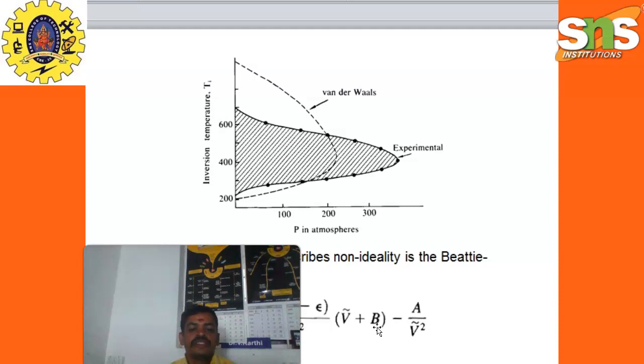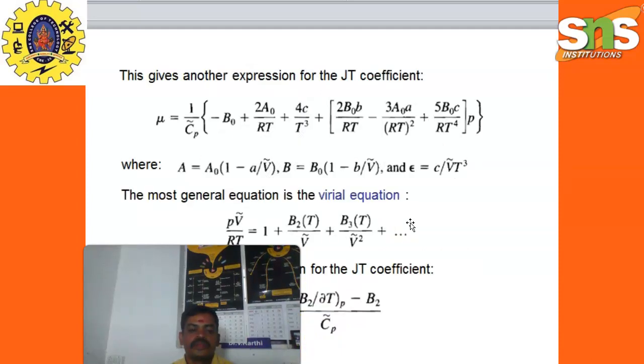Other equations describing the non-ideality are the Berthelot and Bridgman equations. The vertical lines highlight the inversion temperature Ti, and the horizontal lines mention the pressure in atmospheres, 100 to 300. These are the experimental details. The dotted line is the van der Waals. These are the equations. This gives another expression for the Joule-Thomson coefficient mentioned here.